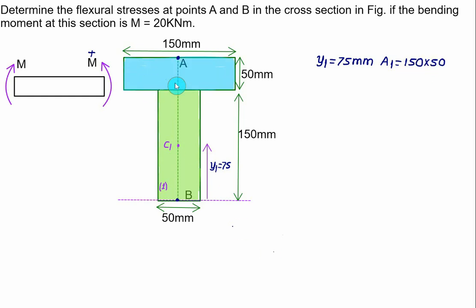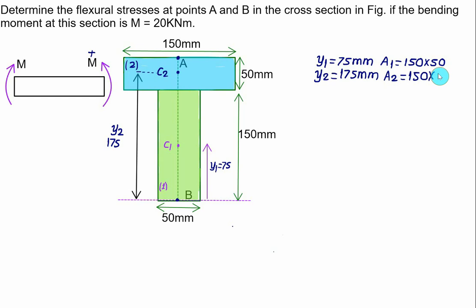Now this top rectangle will be labeled as 2. First of all, we'll mark the centroid here. The centroid of the top rectangle is C2 and from the bottom this distance is 150 plus 25. So the centroid is measured in a vertical direction and this value will be equal to Y2. This value of Y2 is 150 plus 50 divided by 2, that is equal to 175. So in this case we have Y2 equal to 175 mm and A2 is the same, equal to 150 by 50.